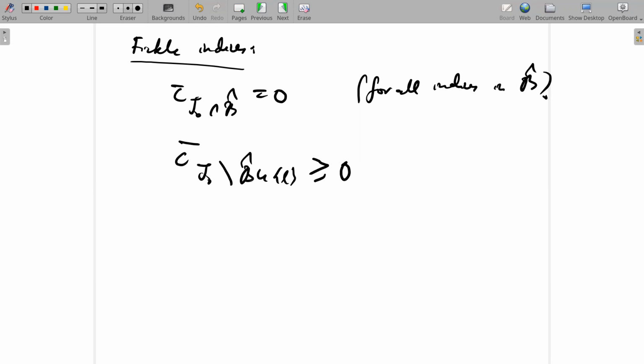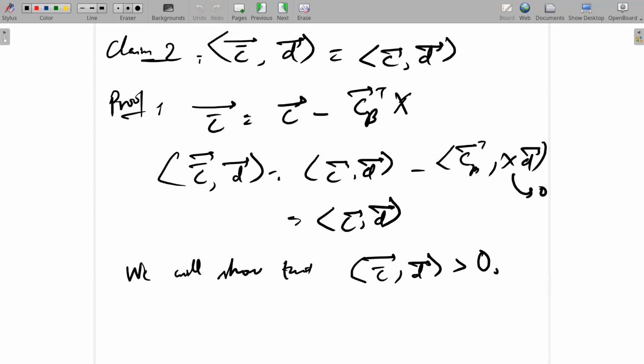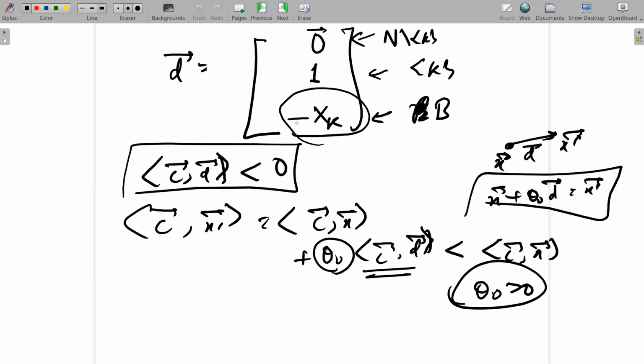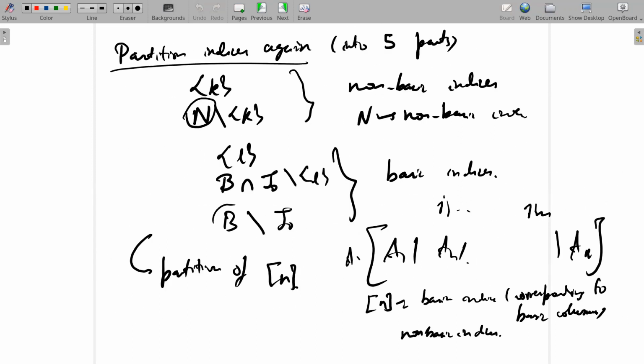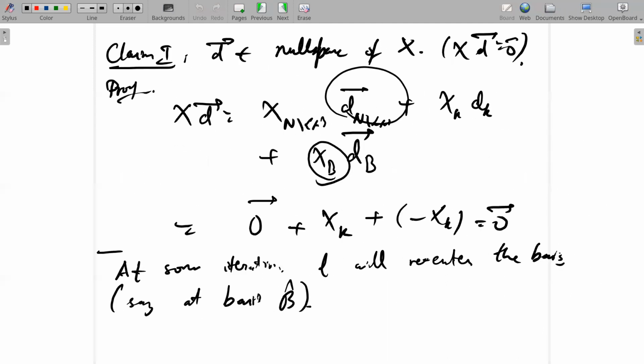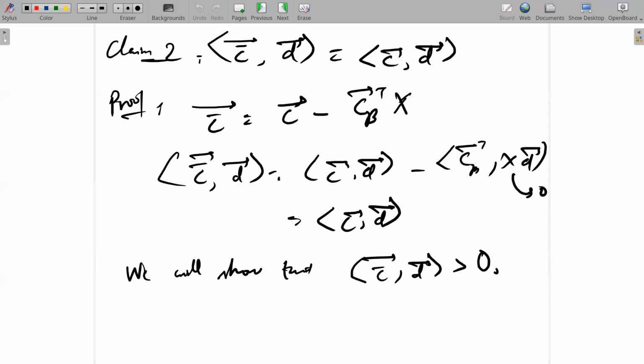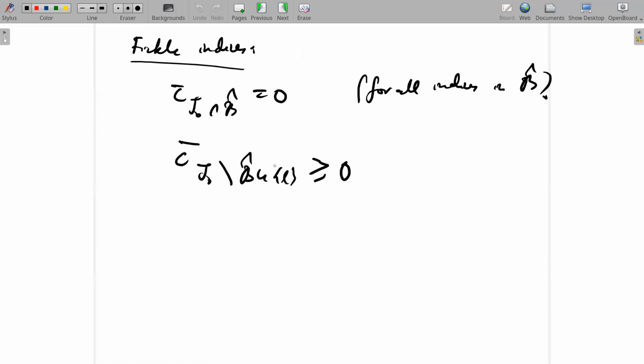Okay, so what exactly is this set? You're taking B hat union L. So B hat, recall, what's B hat? I think we defined it. At some iteration, L will re-enter the basis. L was the maximum of all the fickle indices. So you took B hat.